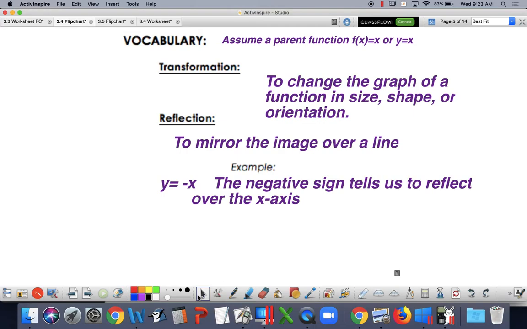What page is this? 3.4. It's on page 12. Thank you. Page 12. We skipped over the warm-up.